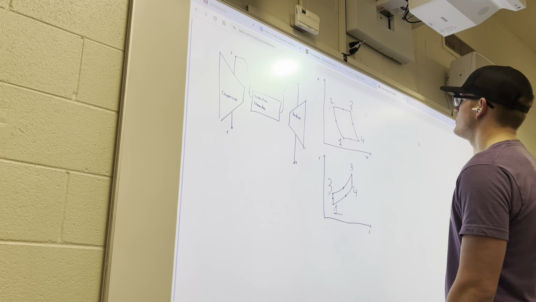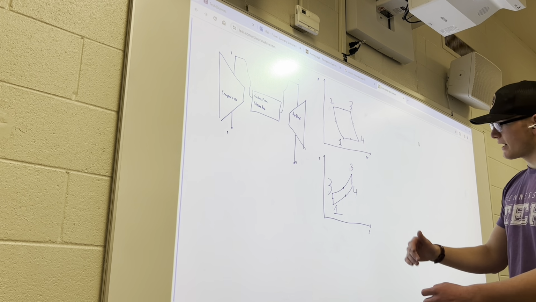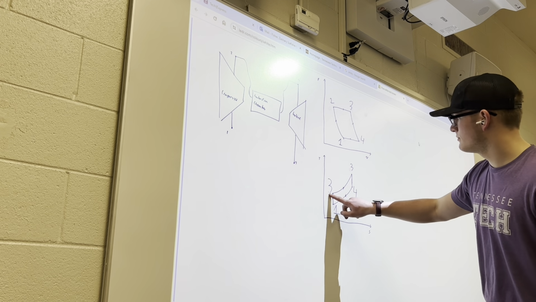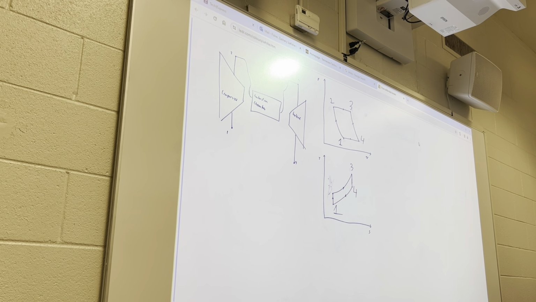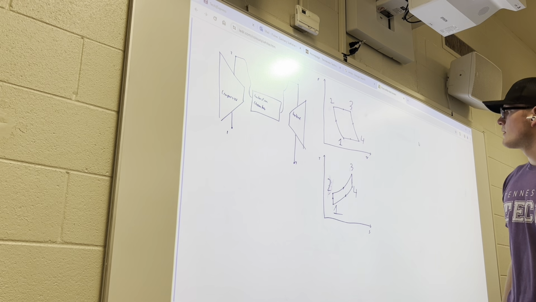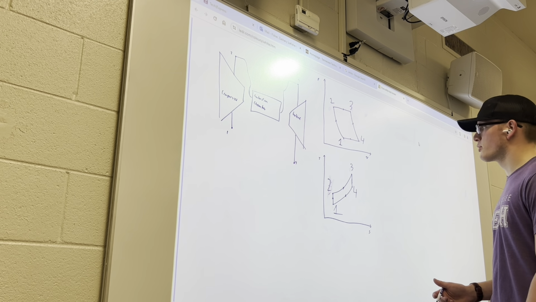And now let's come over to our temperature and entropy diagram, the TS diagram. Down here we have state 1. This is supposed to be state 2, so just ignore that. This is state 2. Grab my little expo marker. That's state 2. And that's also an isentropic process.